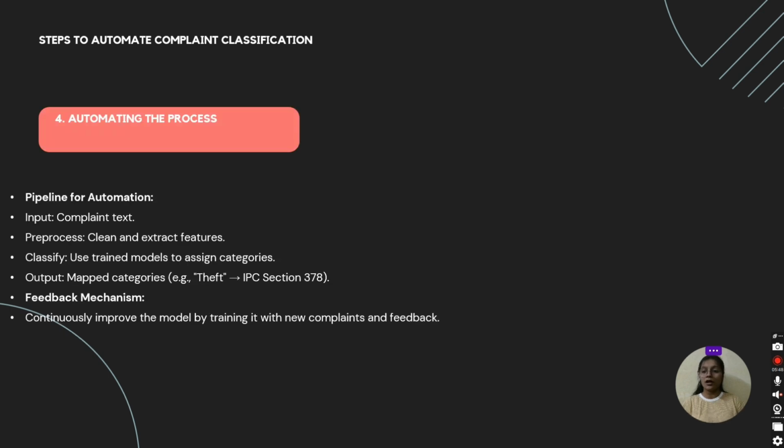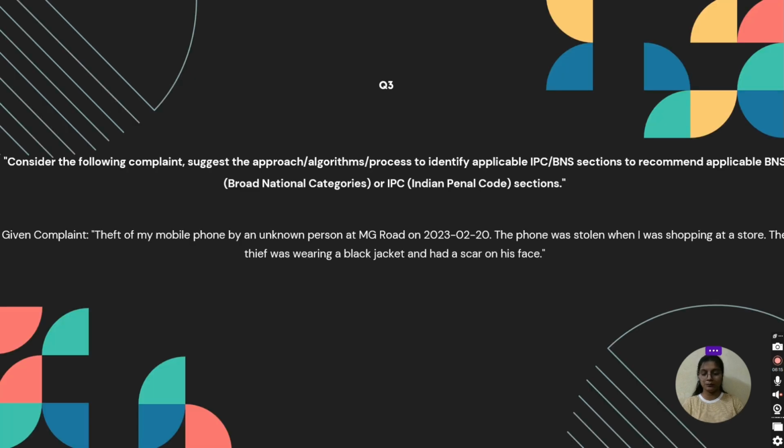Automating the process. Pipeline for automation. Input complaint text. Pre-process, clean and extract features, classify, use trained models to assign categories. Now the output is mapped categories, that is theft to IPC section 378. Feedback mechanism also comes under automating the process, in which we continuously improve the model by training it with new complaints and feedbacks.